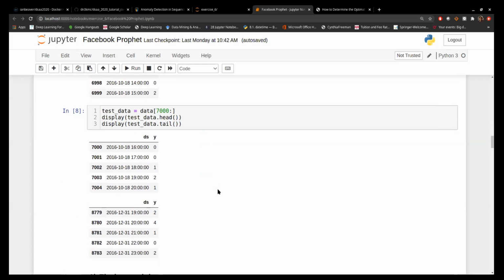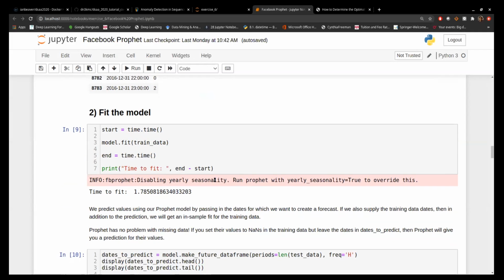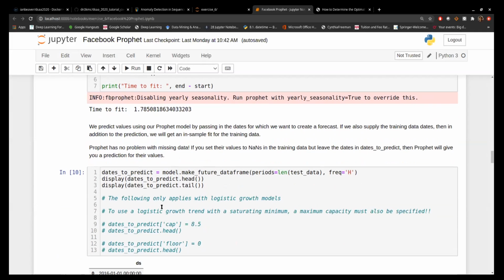Now I fit the model to the training data. Note here that there is this warning, disabling yearly seasonality. It's automatically turned off because it realizes that my time series doesn't have more than one year's worth of data, so it can't really tell if there's a yearly seasonality. There's not enough data to determine that. So I create a data frame with dates for the trained Prophet model to predict over. It includes the training data dates and the testing data dates. Although we use linear growth, if we had used logistic growth for a different data set, we could set the max and min here in the commented out portions.